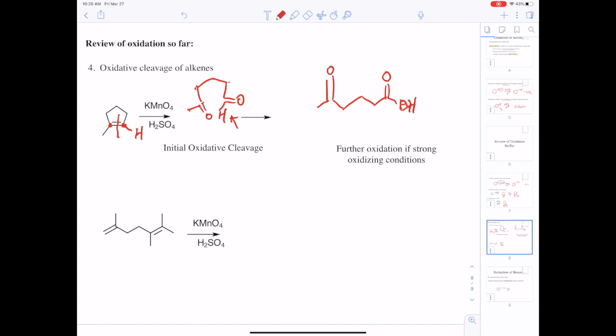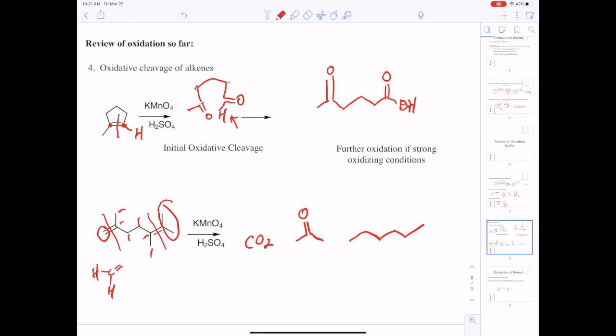And then another example of that, here we have a diene, and we cleave these two double bonds. Notice this one has 2 hydrogens on it, and as you recall, that will become carbon dioxide. So we get CO2. This part here will become acetone. And then we have a 6 carbon chain.